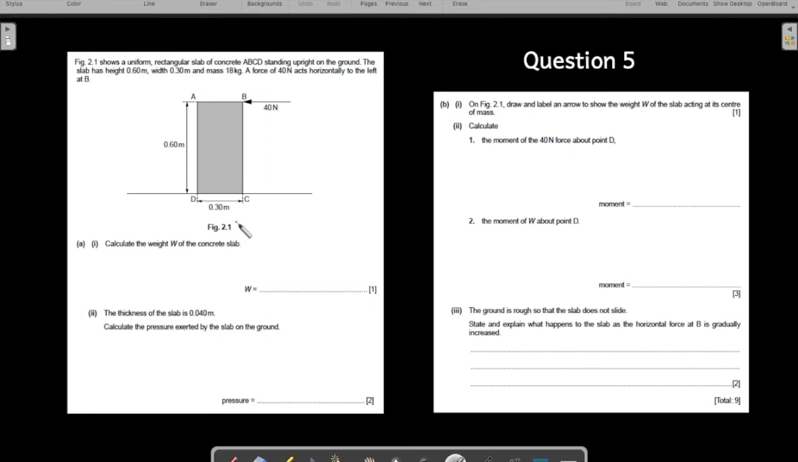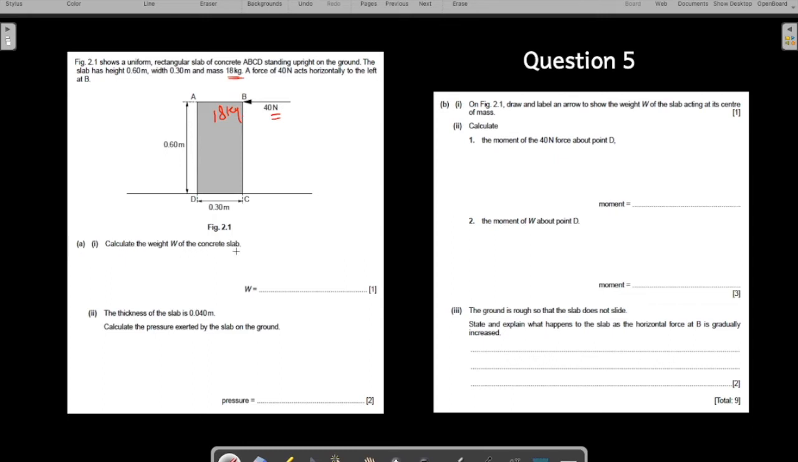So the figure here shows a uniform rectangular slab of concrete ABCD standing upright on the ground. The slab has a height of 0.6 meters, a width of 0.3 meters, and a mass of 18 kgs. So let us write down the data on the diagram. It helps us remember the numbers. You need not read the paragraph again and again. A force of 40 newtons acts horizontally to the left.